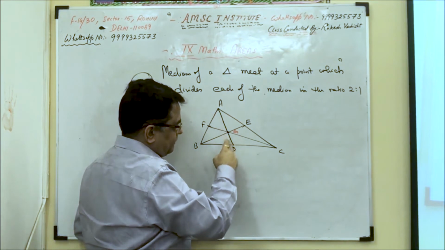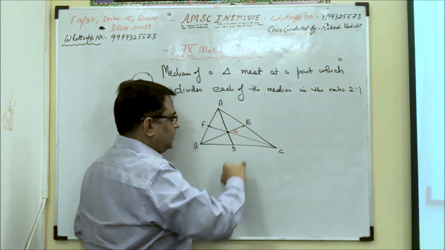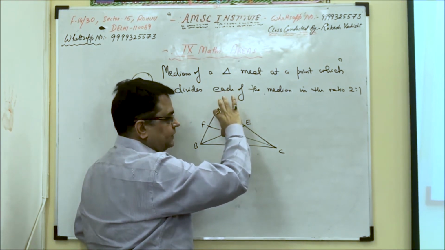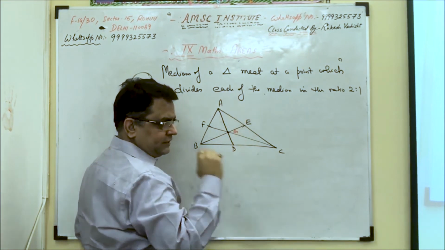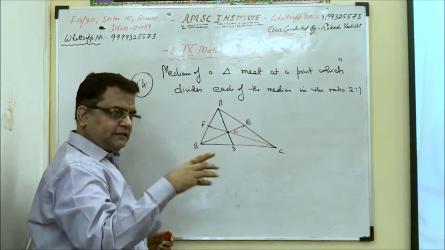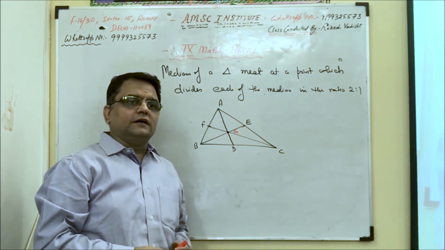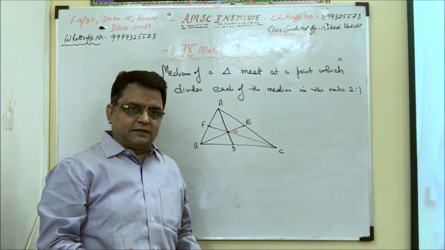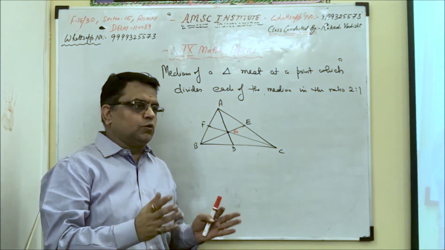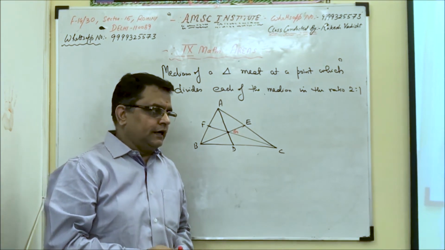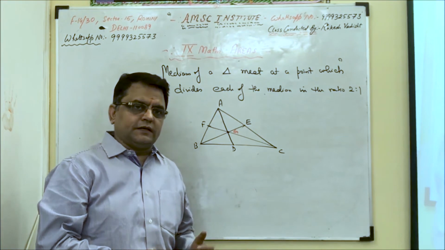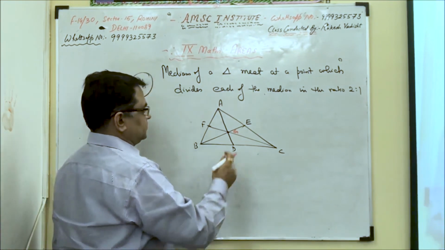If suppose AD happens to be 9 centimeter, so AG is 6 centimeter, GD is 3 centimeter. 6 by 3 ratio is 2:1. Ratio is not the exact dimension. Ratio just compares the two quantities available to us in terms of their size, in terms of their shapes also.